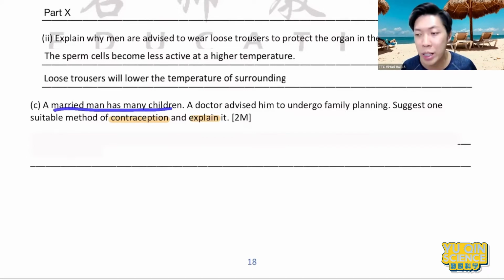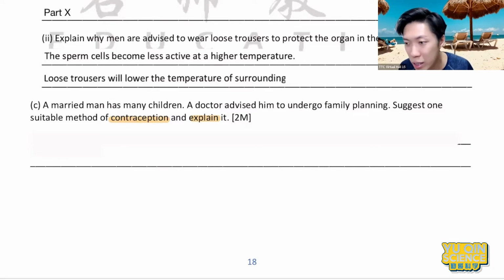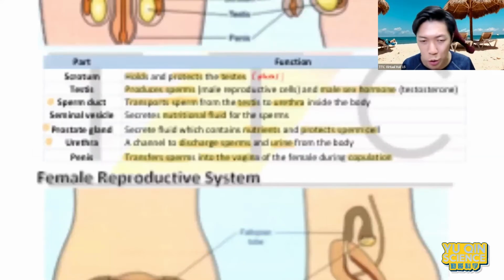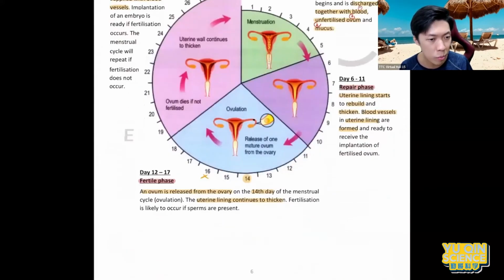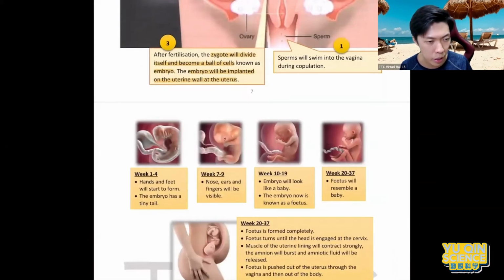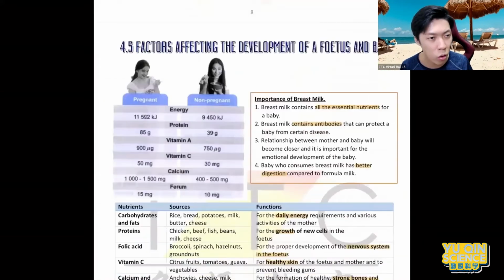Okay, so I think the clue is here though. A married man has many children. Basically, it's telling you that, okay, no more, that's it for the rest of the life. The doctor advised family planning. So I'm thinking the question is telling you to choose a permanent method. Permanent method, like a forever method. Okay, so let me show you the contraceptive method. It's here. Contraception, boom.